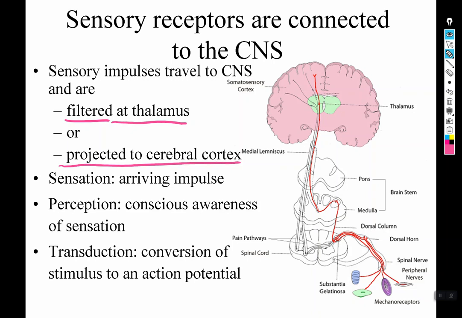A sensation is when the arriving impulse strikes the cortex and we become consciously aware of it. So sensation and perception are not the same thing. Sensation turns into perception when we, via our frontal and prefrontal cortex, are made aware of the stimulus. Sensation is the arriving portion.